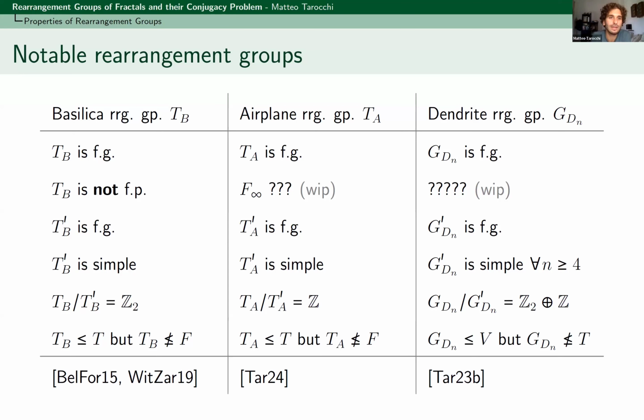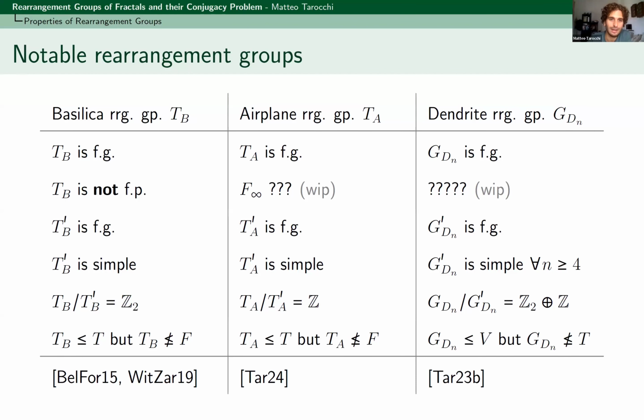And the last row here is for those of you who care about Thompson groups. So if you don't care about them, switch your brain off for 15 seconds. I promise I'll be back without Thompson groups. This is telling you that the airplane and Basilica rearrangement groups embed in Thompson group T, but not in F. The dendrite rearrangement groups do not embed in T, but they embed in V. Every rearrangement group in general will embed in Thompson group V, because these groups are based on some prefix exchange transformation on that Cantor space that I mentioned.